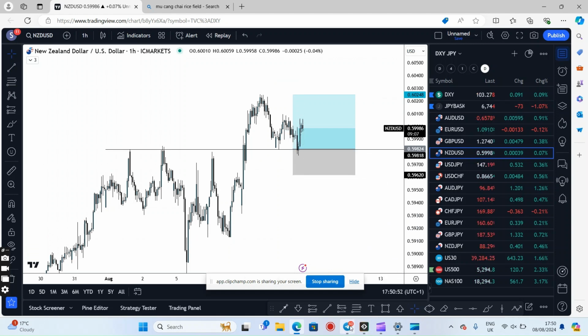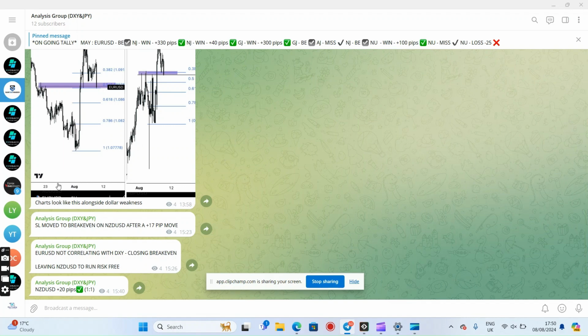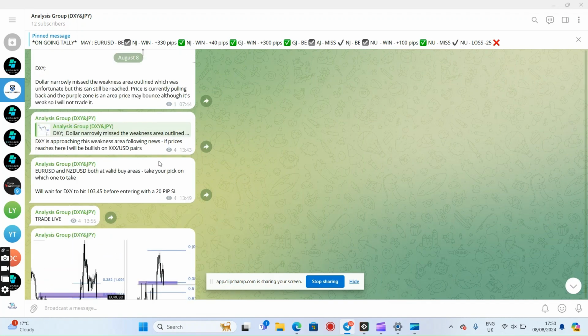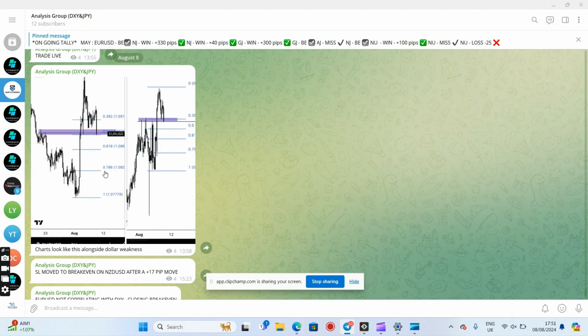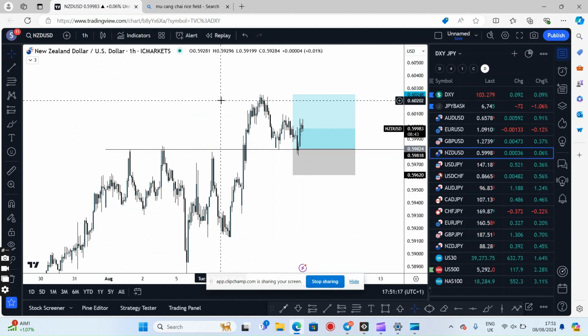If we look at this now as well, if you look at the group, you can see that I called NZD and Euro US dollar, called them both. I said stop loss move to break even on NZD USD, close Euro USD break even, and then I left NZD to run risk free, hitting TP1 at plus 20 pips. So can't be much more transparent than that.